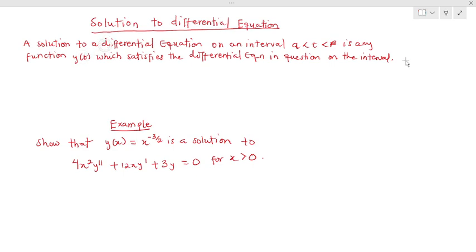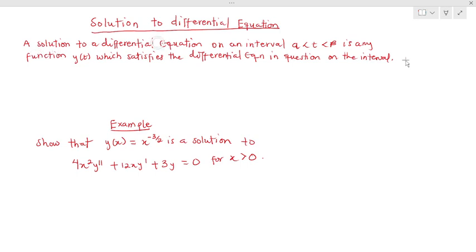So in this lesson, I'm going to take you through solution to differential equation. A solution to a differential equation on an interval alpha less than t less than beta is any function y of t which satisfies the equation in question on the interval. So I said it again.